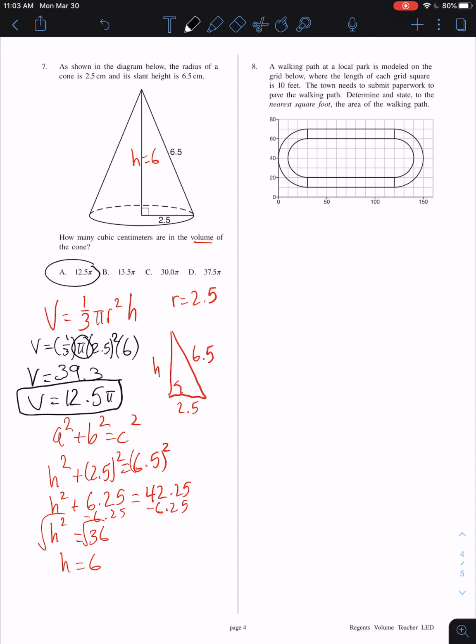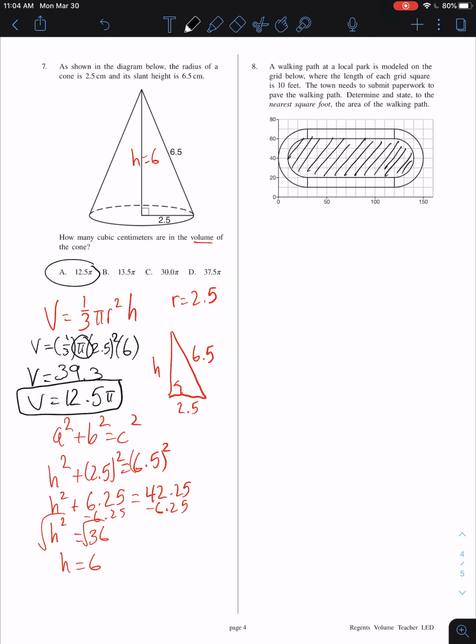Okay. So a walking path at a local park is modeled on the grid below, where the length of each grid square is 10 feet. The town needs to submit paperwork to pave the walking path. Determine and state, to the nearest square foot, the area of the walking path. So the way this is going to work is we're going to find two areas and we're going to subtract. Basically, we need to take the area of the big and subtract out the area of the small. We don't want to pave any of this region here that I'm cross-hatching.